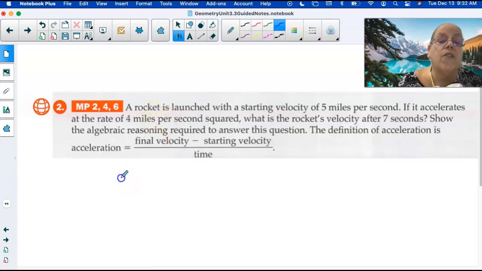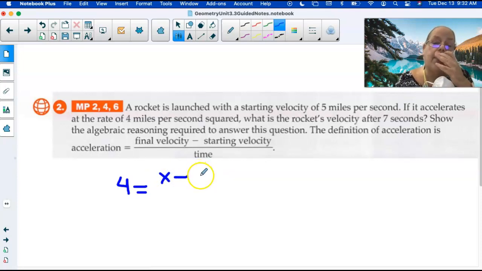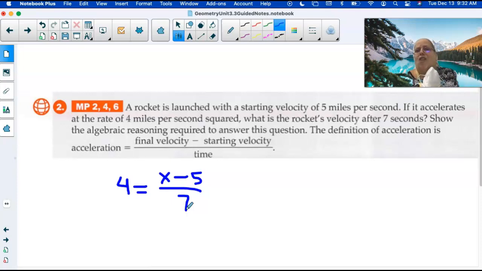All right, so the acceleration 4 is equal to, and we don't know the final velocity, so I'm going to call it x, minus the starting velocity. The starting velocity was 5 miles per second, right? Divided by the time. Okay, now it's back to an algebraic equation. Now they want us to do like Kirk did, justify each step. You know, what did we do there? Substitution.